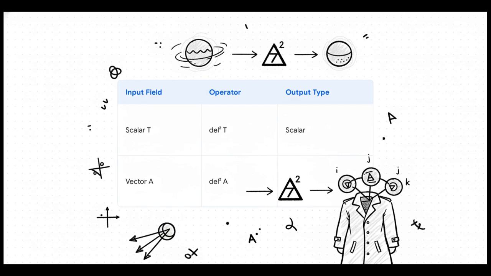For a scalar field t, del squared t is just the second partial derivative of t with respect to x, plus the second partial of t with respect to y, plus the second partial of t with respect to z. The result is a scalar. But if you apply the Laplacian to a vector field A, your output is a vector.